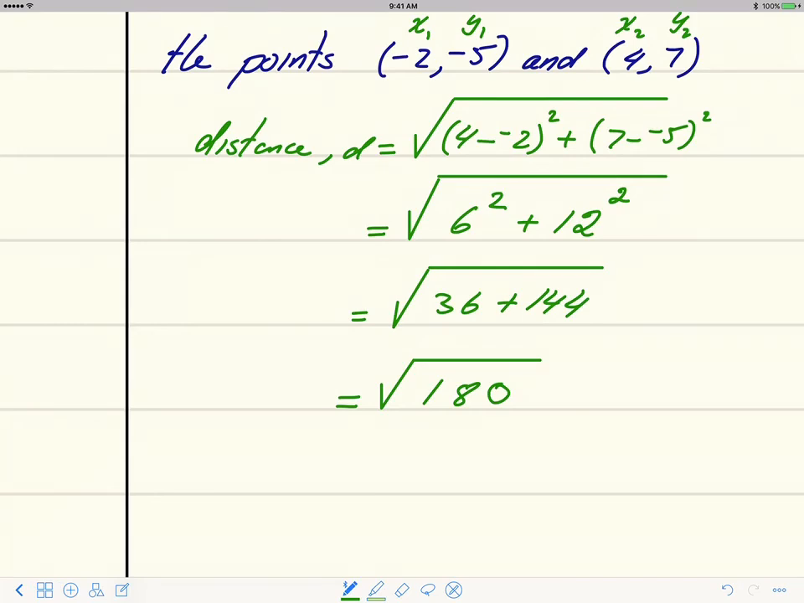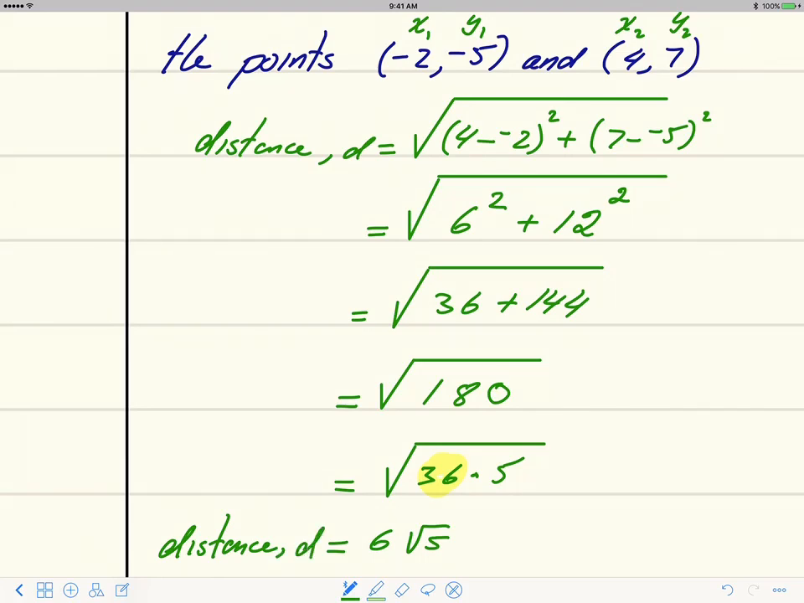Okay, now the square root of 180 is not a perfect square, but we need to simplify this. So we can rewrite this as the square root of 180, and we're trying to extract perfect squares from this as factors. So if you think about this a little bit, you will see that 180 is divisible by 9, and it's also divisible by 4, so it must be divisible by 36. And so 180 is 36 times 5. And the square root of 36 is 6. So here we have equals 6 square root of 5. So we found that the distance between these 2 points, d, is equal to 6 square root of 5.